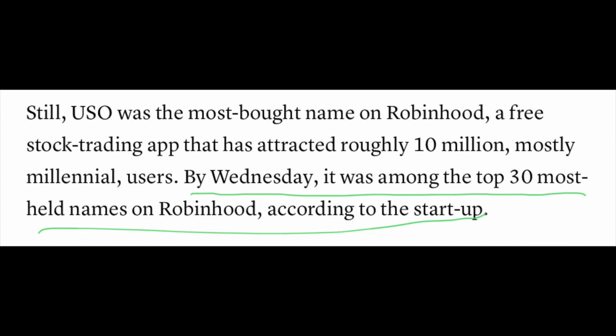Think about all the different ETFs out there, the ones that track the S&P 500. Those would probably be pretty popular, right? Think about super popular stocks like an Amazon or a Netflix or an Apple or a Tesla stock, a Google stock. Think about how many super popular stocks there are out there. And yet USO was among the top 30 most held names on Robinhood. That is absolutely extraordinary, okay?